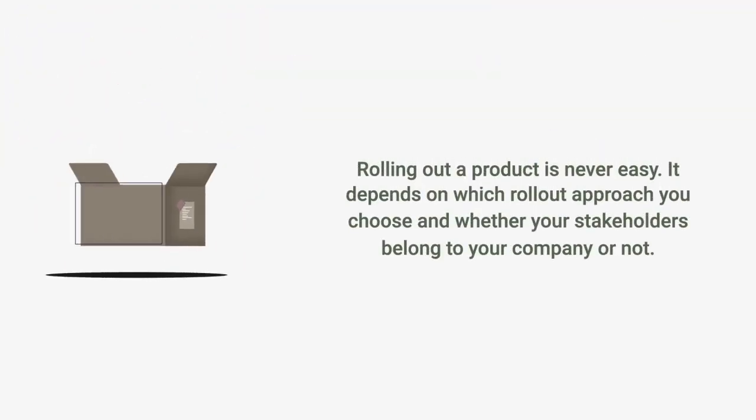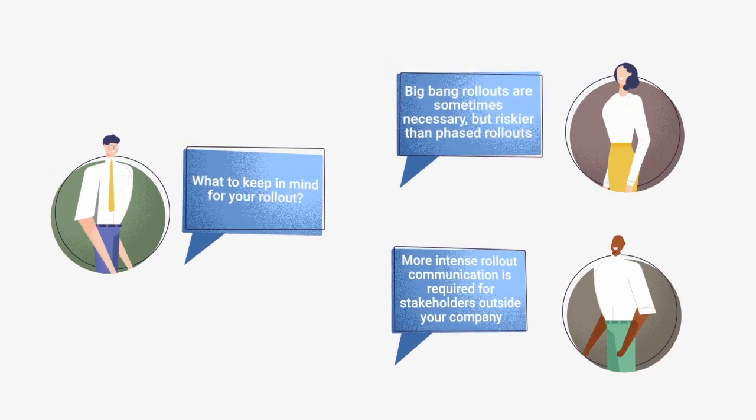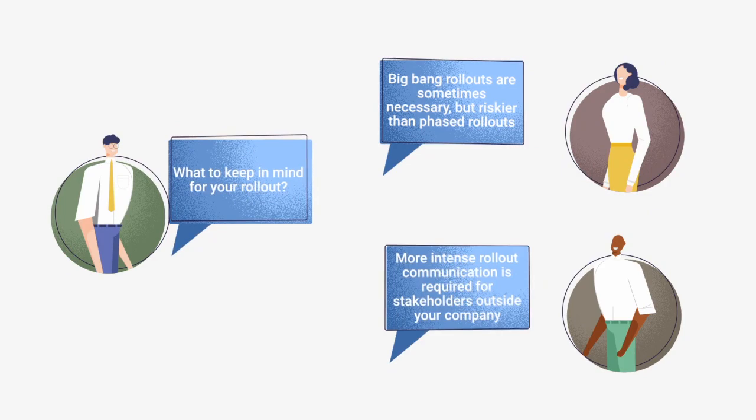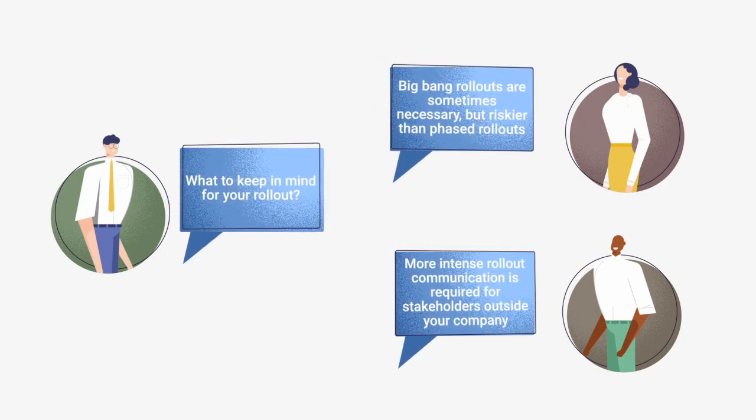Rolling out the product is never easy and mostly depends on which rollout approach you choose and whether your main stakeholders belong to your company or not. Do a phased rollout for certain stakeholder groups at a time or a big bang rollout for all stakeholder groups at once. Stakeholders outside of your company need more intense rollout communication aligned with your market.